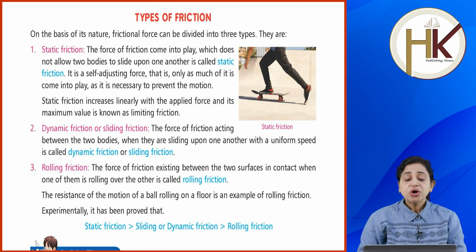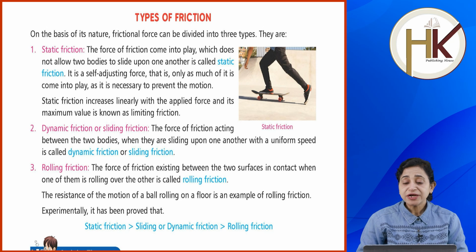Types of friction. On the basis of its nature, frictional force can be divided into three types. They are static friction. The force of friction that comes into play which does not allow two bodies to slide upon one another is called static friction. It is a self-adjusting force, that is, only as much of it comes into play as is necessary to prevent the motion. Static friction increases linearly with the applied force and its maximum value is known as limiting friction.